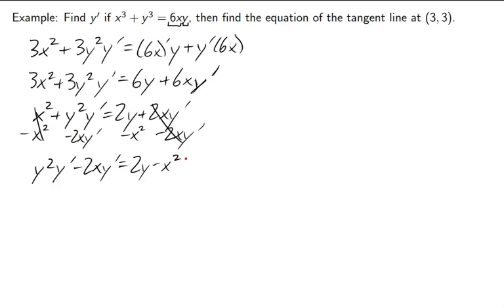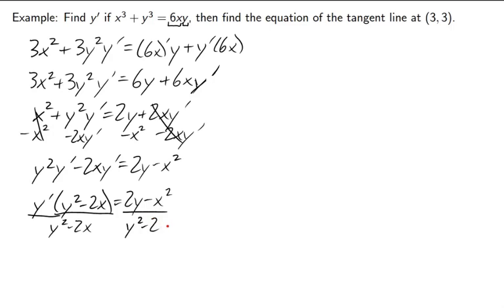Now notice in these I didn't try to combine them or anything, I just put it together. Now this is the step that's a little bit tricky, and if you took college algebra and remember the inverse functions, we used a similar trick. You get the variable you want and factor it out. We're trying to solve for y prime. We get y squared minus 2x. Divide both sides by y squared minus 2x, and we have the derivative. y prime equals 2y minus x squared over y squared minus 2x.